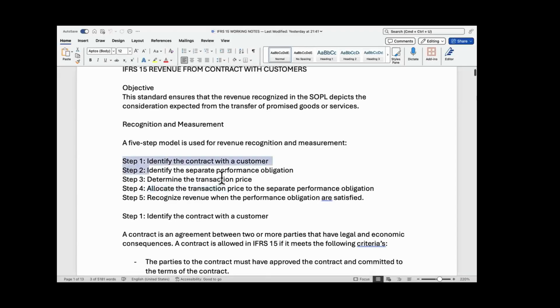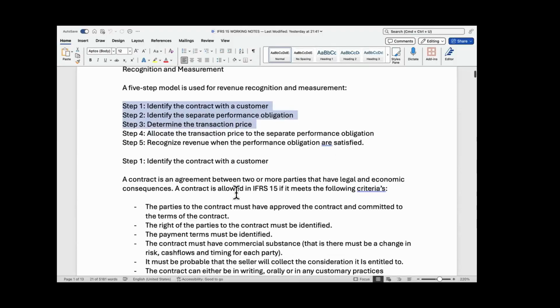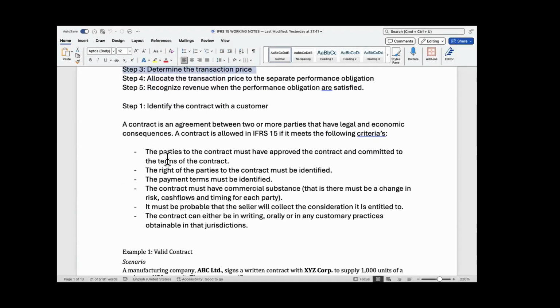We were able to look at steps 1 to 3 last week. For step 1, before a contract can be allowed in IFRS 15, it must have these 6 criteria that I gave you. And it is very important that you know them because they can ask you in the exam. You will see when we look at some questions.